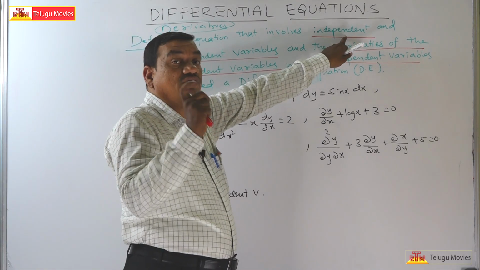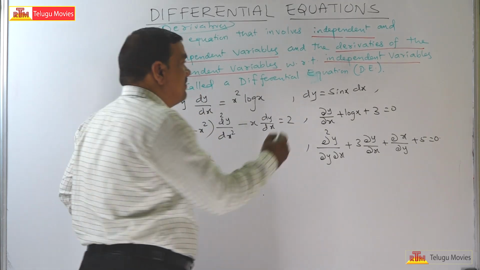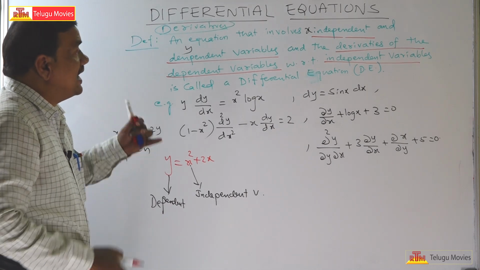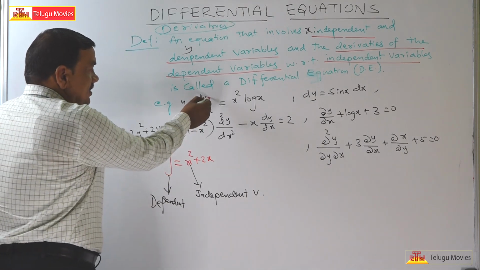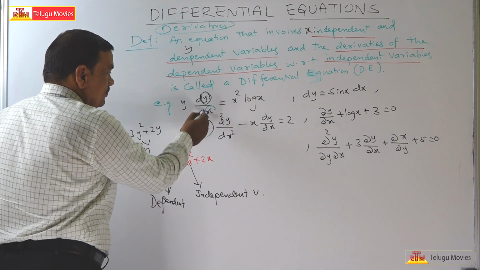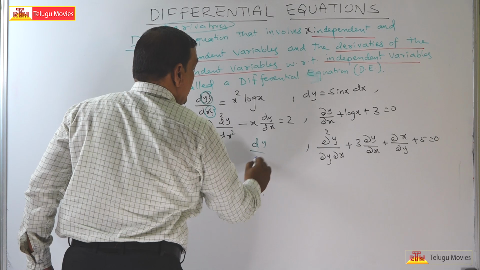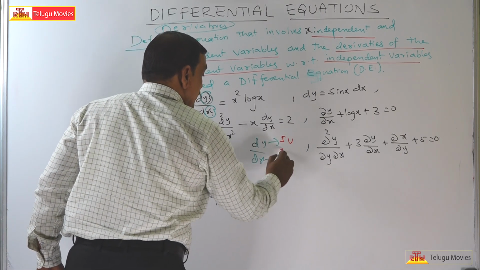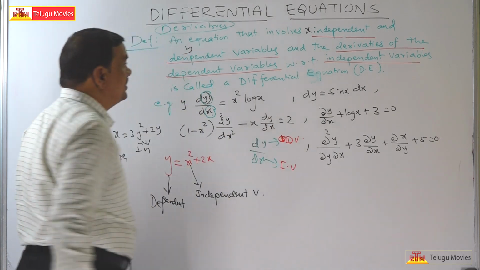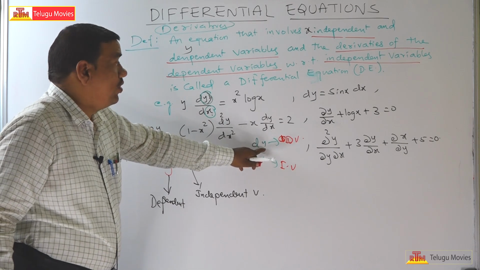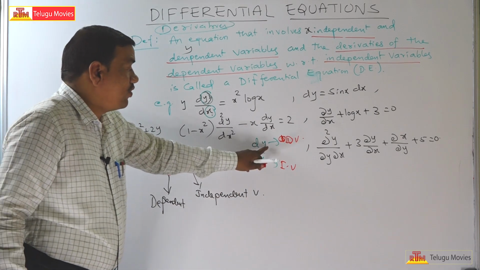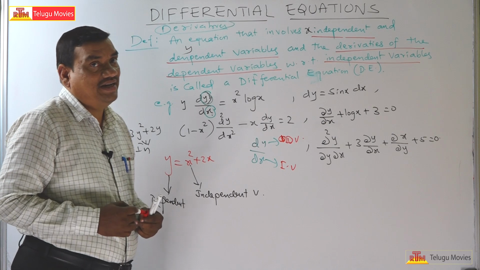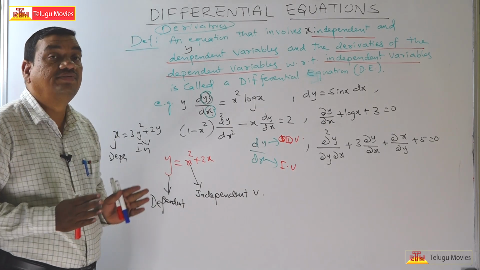The equation should contain independent variables, x values, and dependent variables, y values, and the derivative of the dependent variable with respect to the independent variable. Here, dy by dx: y is the dependent variable and x is the independent variable. The equation should contain the derivative of the dependent variable with respect to the independent variable, dy by dx. Such types of equations are called differential equations.